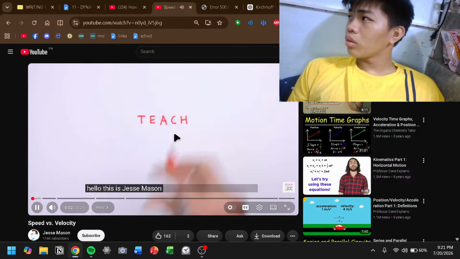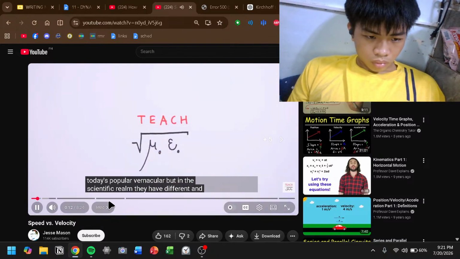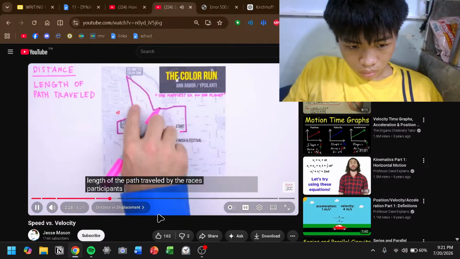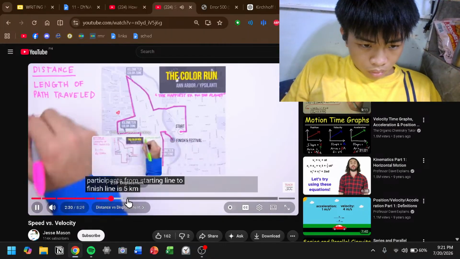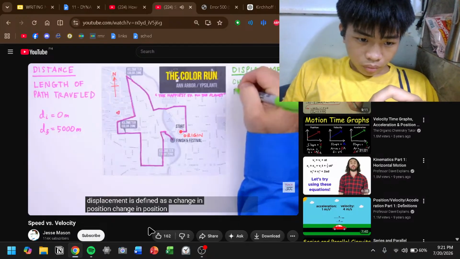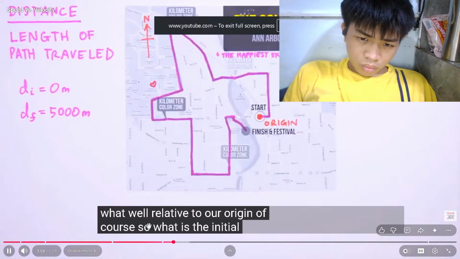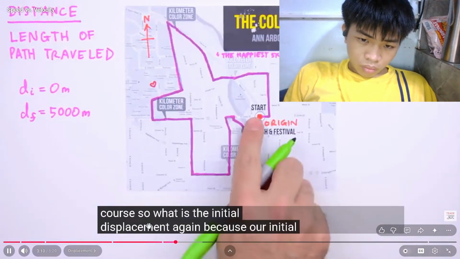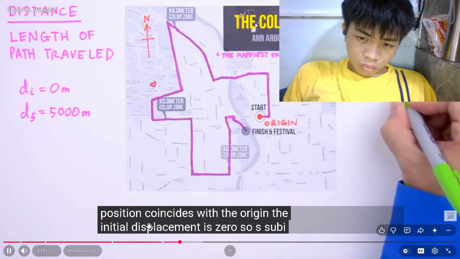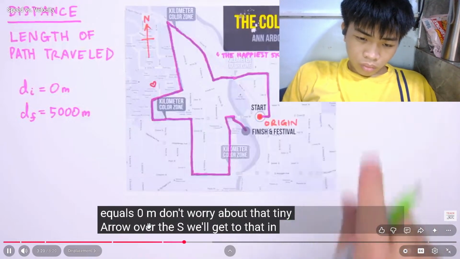Hello, this is Jesse Mason from Teach Me with speed versus velocity. They have different, and of course more precise, meanings. The path traveled by the race's participants from starting line to finish line is 5 kilometers. Displacement is defined as a change in position. Change in position relative to what? Well, relative to our origin, of course. So what is the initial displacement? Again, because our initial position coincides with the origin, the initial displacement is 0. So S sub i equals 0 meters. Don't worry about that tiny arrow over the S. We'll get to that in just a moment.